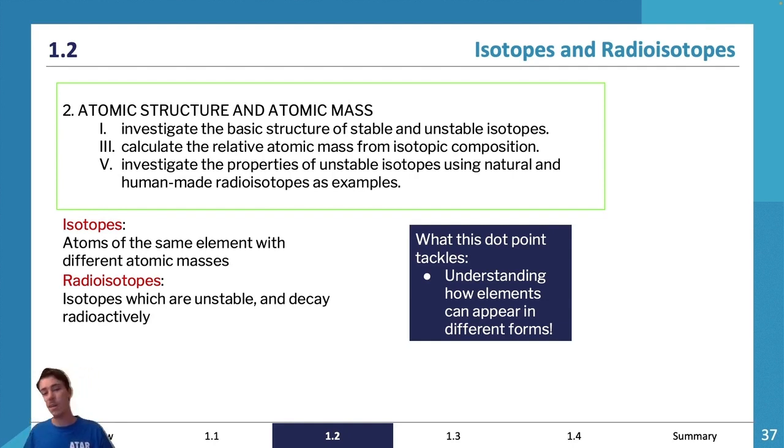We also know that about 0.8% of carbons are carbon-13. So they have 6 protons and they have 7 neutrons. And we know a very, very small number, like 0.1 or 0.2% of all carbons, are carbon-14, but they have 6 protons and 8 neutrons.